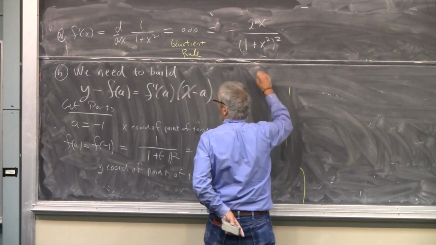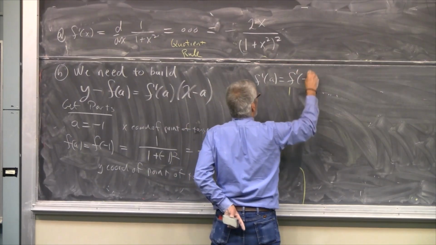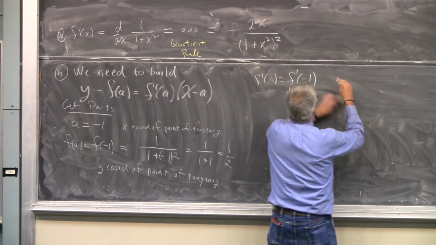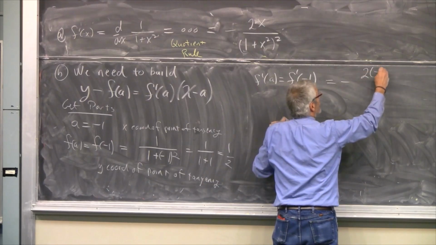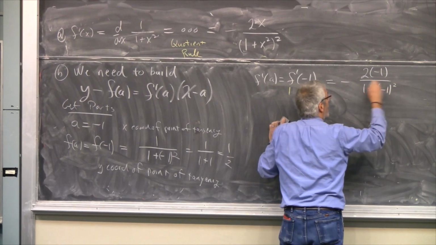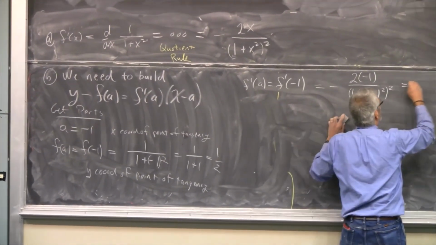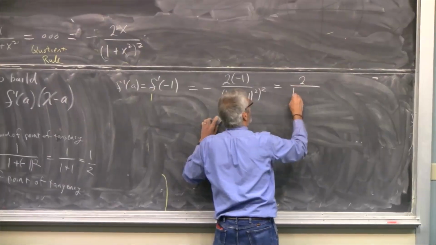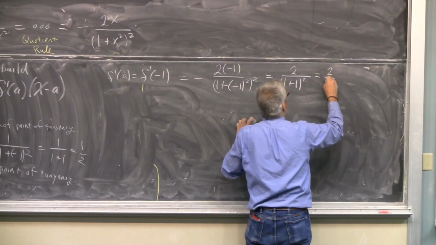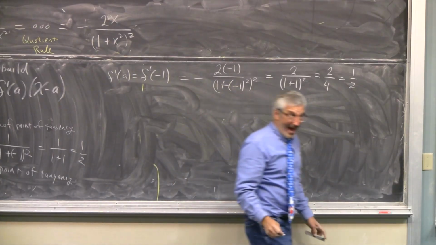And then f prime parentheses a, that can be f prime parentheses minus 1. So I have to go get my formula for f prime, which is there. So I get minus 2 times minus 1 over 1 plus, in parentheses, minus 1 squared, and then that's being squared. So the minus cancels. I end up with a 2 on top, and on the bottom I have 1 plus 1 squared. So that's 2 over 4. So that's 1/2.